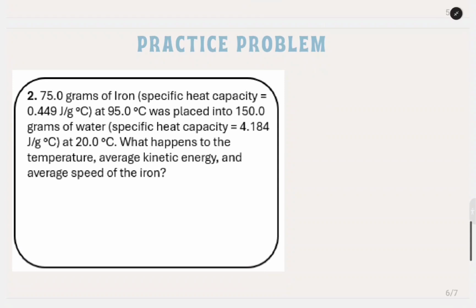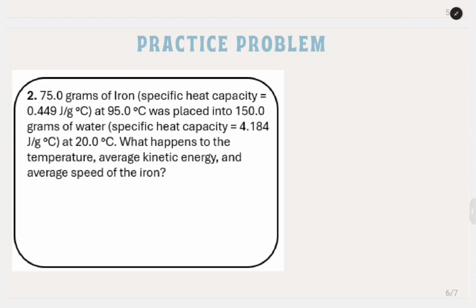Okay, let's look at a practice problem. We have 75 grams of iron at 95 degrees Celsius, and we place that into 150 grams of water at 20 degrees Celsius. What will happen to the temperature, average kinetic energy, and average speed of the iron?